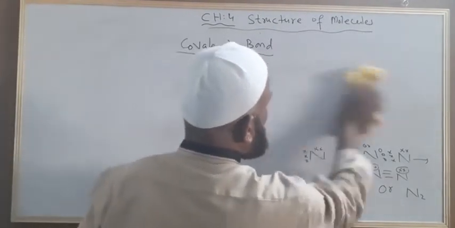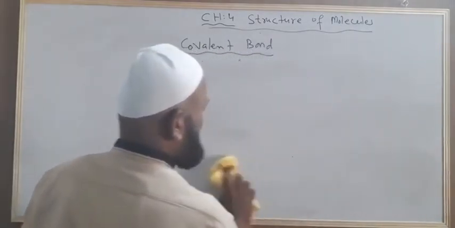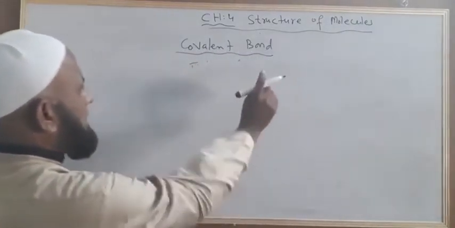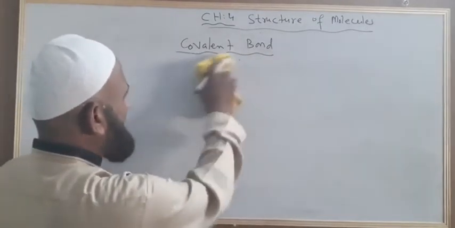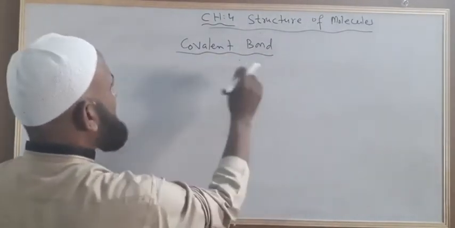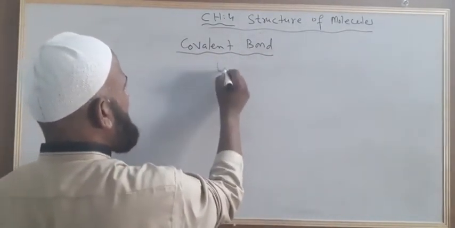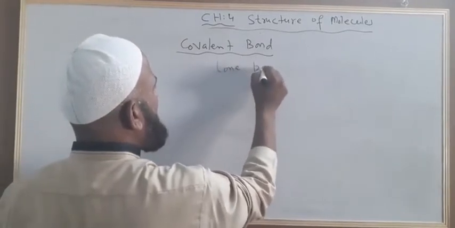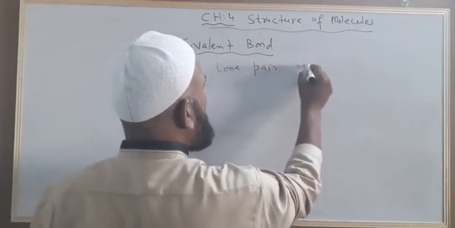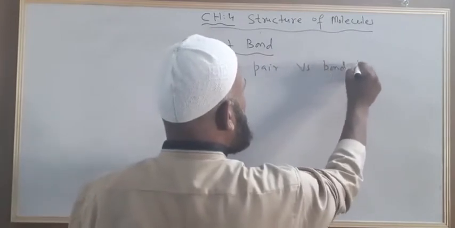Lone pair and bonding electron or bond pair. Very quickly, because in a covalent bond you may see lone pair and bond pair. Lone pair versus bond pair.